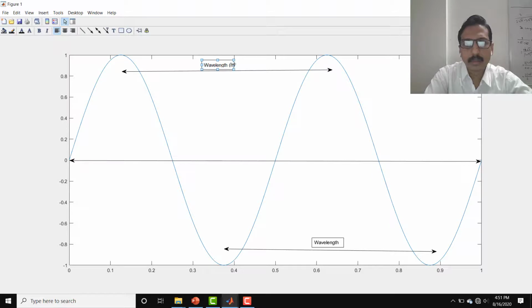And as it is a distance, you can use meter, or you can use centimeter, millimeter, micrometer, or nanometer to represent our wavelength. So I hope you understood the concept of frequency and wavelength.